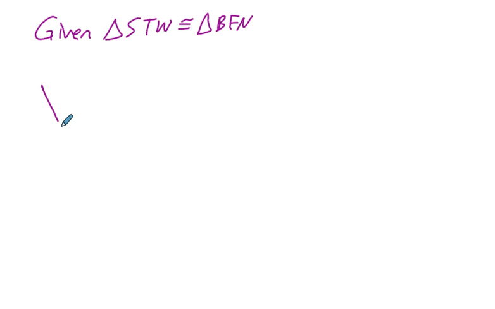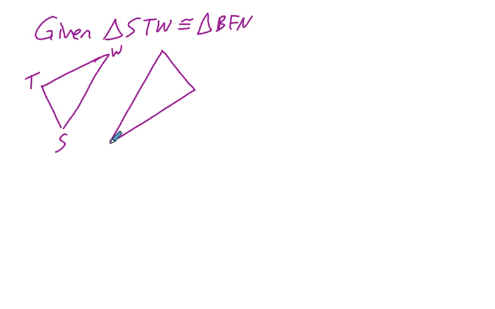So here, go ahead and get a picture drawn of it, so you can kind of see the picture as well. So we have triangle STW, and try to draw it to look kind of similar. And we got BFN. Let's say side, I got these backwards on this one. So I can fix that. This should be WT. Make sure I got the other one right.